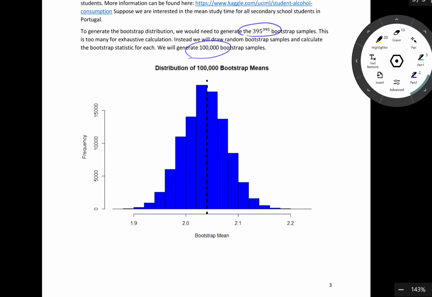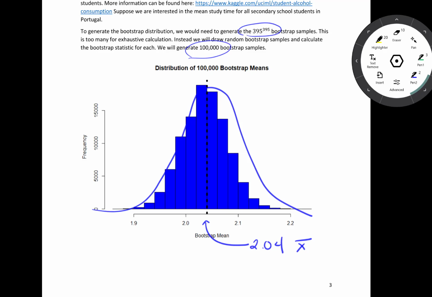A couple things to notice looking at this image. First, notice this is centered at that 2.04, so it is centered at the original statistic. Now remember, we know about the sampling distribution of x bar. We know that it is normal. Well, notice here in this case, the Bootstrap distribution has a similar shape. And it ends up that the variability of this Bootstrap distribution is very similar to the variability of the sampling distribution of x bar.